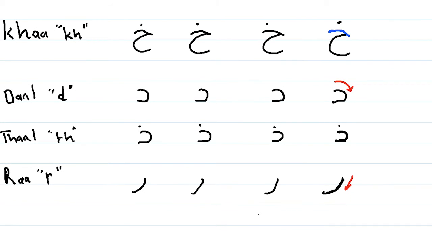The next letter is za. Za is similar to ra with the dot. Like zebra cross. Z is Z.